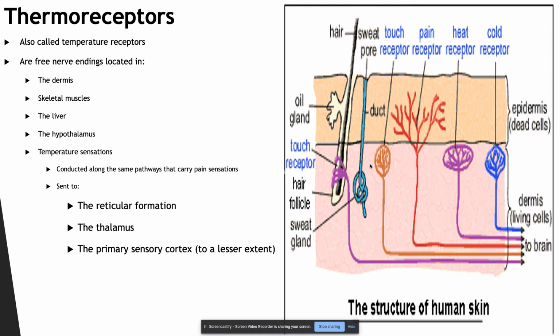So there are no structural differences between warm and cold thermoreceptors, and temperature sensations are conducted along the same pathways that carry pain sensations. They're sent to the reticular formation, the thalamus, and, to a lesser extent, the primary sensory cortex.